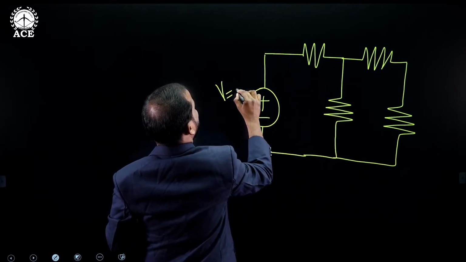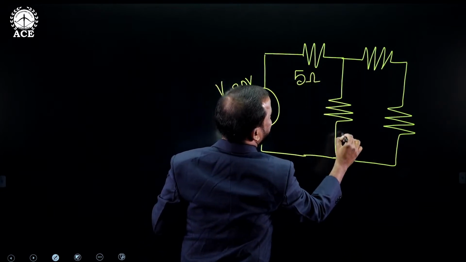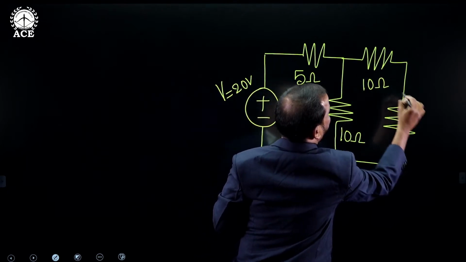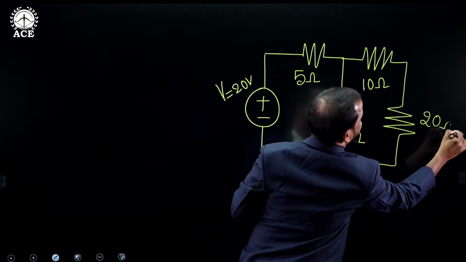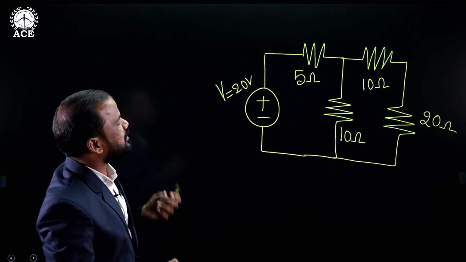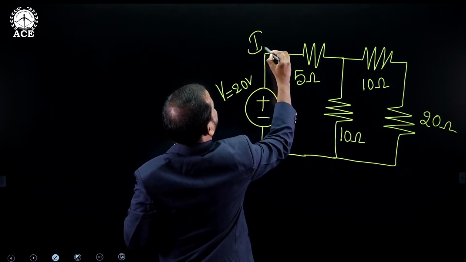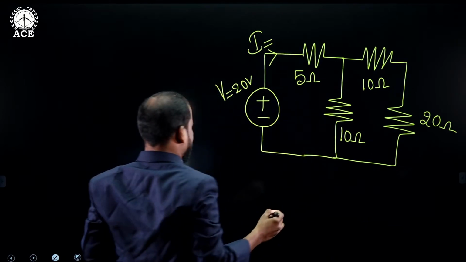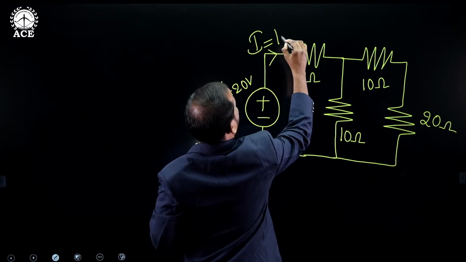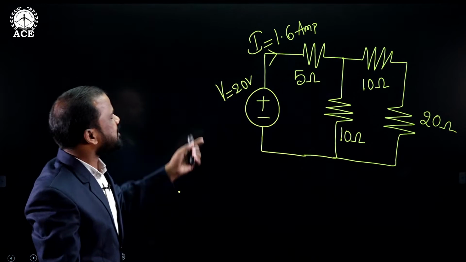See here, V is equal to 20 volts. This is the value of 5 ohms, this one is the value of 10 ohms, this is again 10 ohms, and this is 20 ohms. Now after calculating the equivalent resistance, we got the total current I is equal to 1.6 amperes. So 1.6 ampere is the total current in the network.